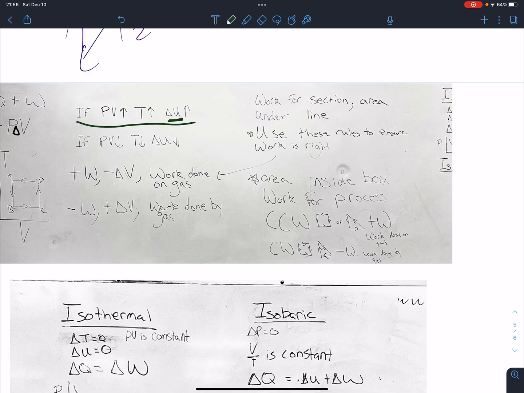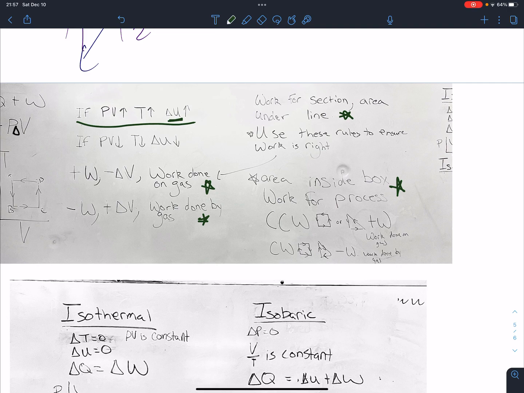All right. You have positive work if you have a negative change in volume, and work is done on the gas. Work is negative if you have a positive change in volume, and work is done by the gas. All right, these are just real tricky. Make sure you know those. Work for a section is the area under the line. Use these rules to ensure that work is in the correct direction. Area inside the box is the work for a process.